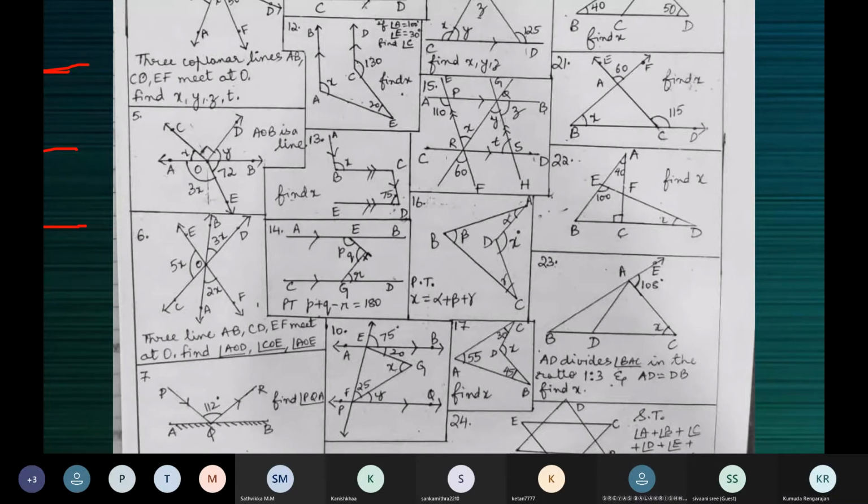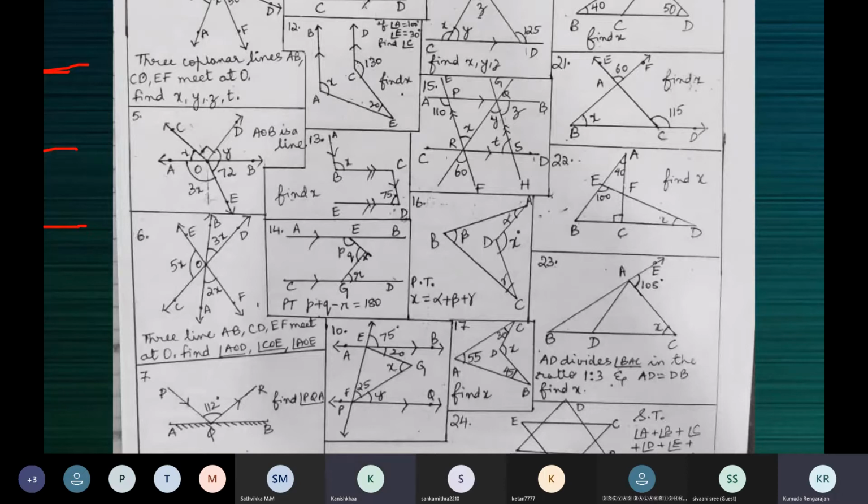Yeah, you're right. Find angle A, it must be, because I've marked A as X, right? So it's fine. You're right. Find X. By mistake, I've written find X. Ma'am. Yeah, tell me.